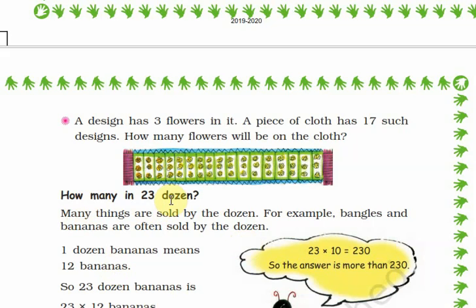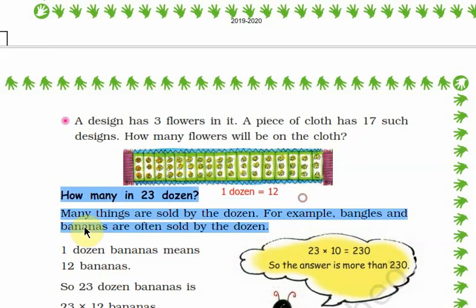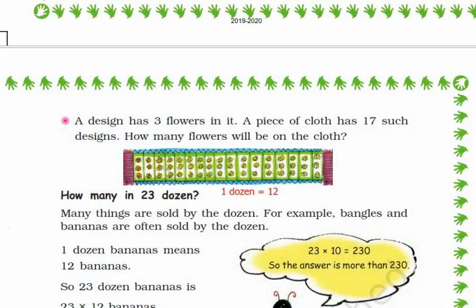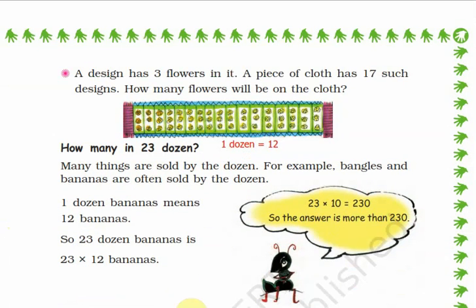Here 1 dozen means how much? 1 dozen is equal to 12 numbers. Whatever things you purchase, there will be 12 in number. So 1 dozen bananas means 12 bananas. Here it is written 1 dozen bananas means 12 bananas. So how much will be 23 dozen bananas? It will be 23 times 12 or 23 into 12.